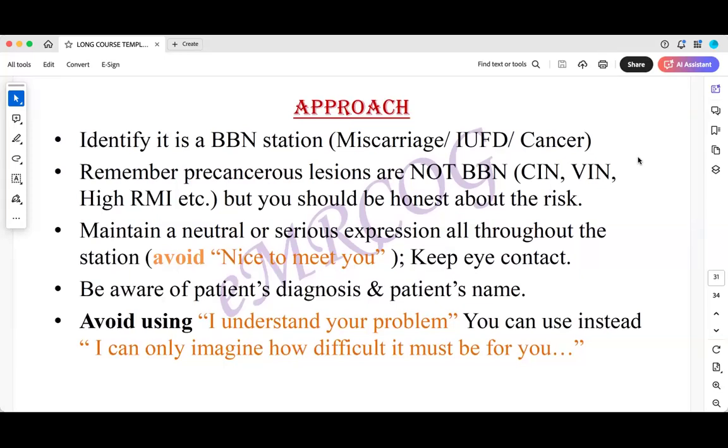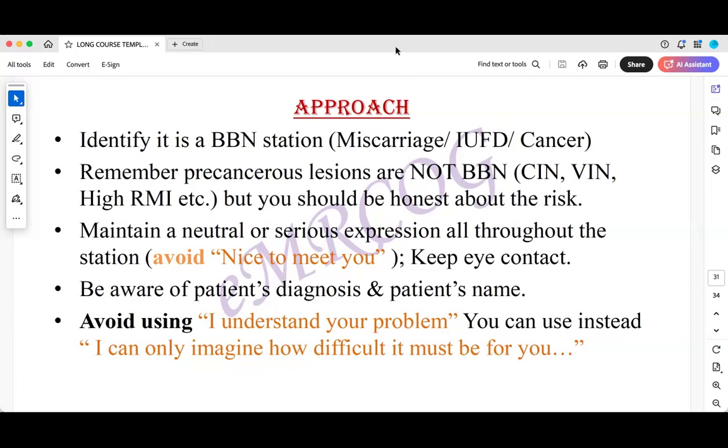So just be reasonable, read the situation, and prepare yourself for that situation, okay? Very important also to differentiate between real bad news like miscarriage, IUFD, and cancer, and some concerning news, for example, a pre-malignant lesion. A pre-malignant lesion like CIN is not bad news, but it's concerning news. You have to follow what they are saying, okay?